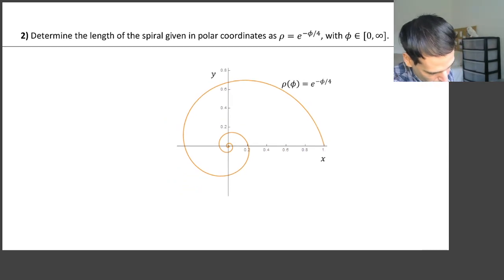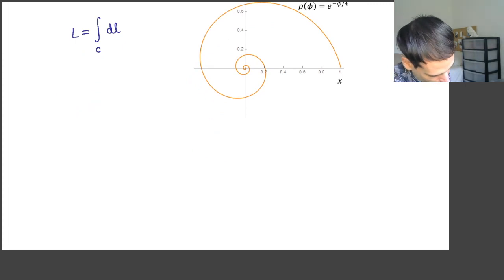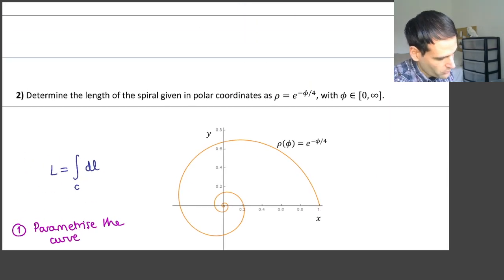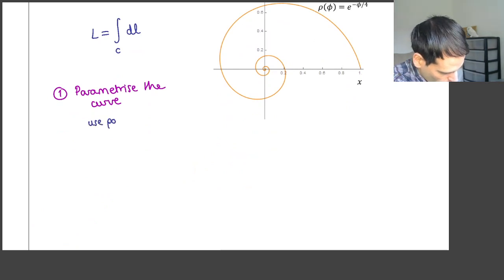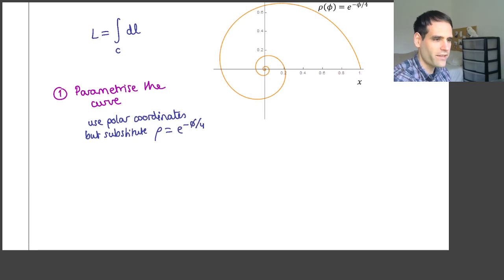So we want to calculate the length. Therefore, we want to do the integral along the curve of dl. So we have to follow all of the steps. Step 1, parameterize the curve. So this is already parameterized. We can just use polar coordinates, okay? Use polar coordinates, but substitute that rho equals the exponential of minus phi divided by 4. Okay, so we can do that.